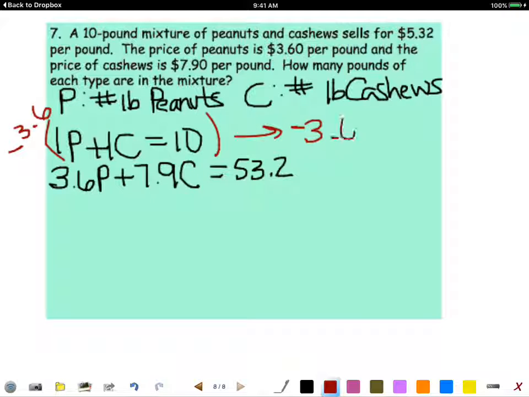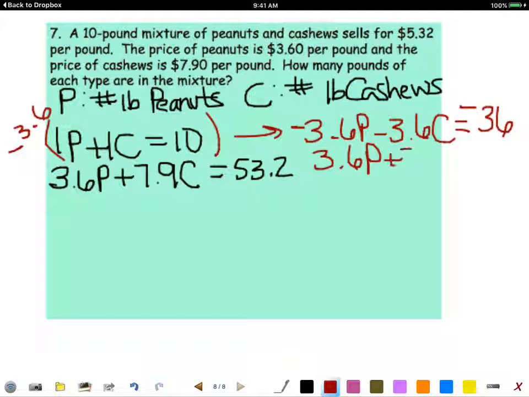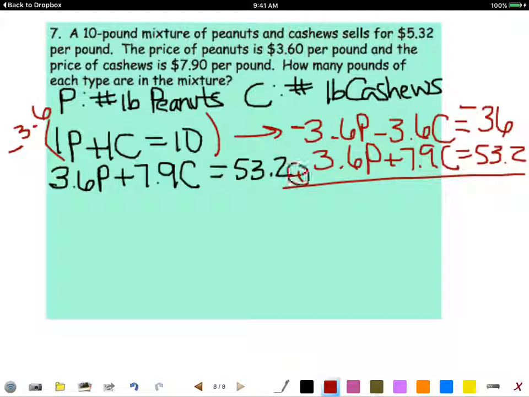So I'm going to have negative 3.6P minus 3.6C equals negative 36. Then I'm going to copy this one over, positive 3.6P plus 7.9C equals 53.2. My P's will cancel. I'm going to do 7.9 take away 3.6, and I'm going to get 4.3C equals 17.2. I'm going to divide my 17.2 by 4.3, and I get 4.